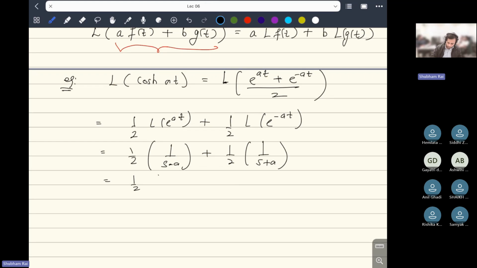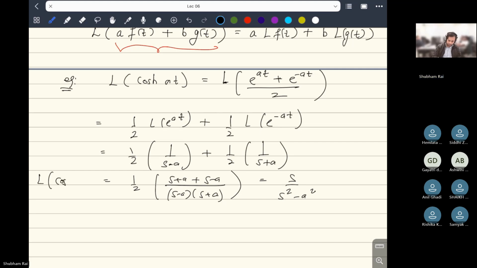1 by 2 we can take common, and we have 1 over s minus a and 1 over s plus a here. Adding them, what you will get is 2s, and the 2 and 1 by 2 will get cancelled. So we'll get s over s square minus a square. Okay. So this is the Laplace transform of cos hyperbolic at, which we can easily find out using the linearity property of Laplace transform.